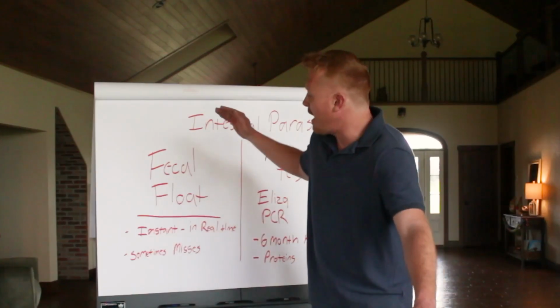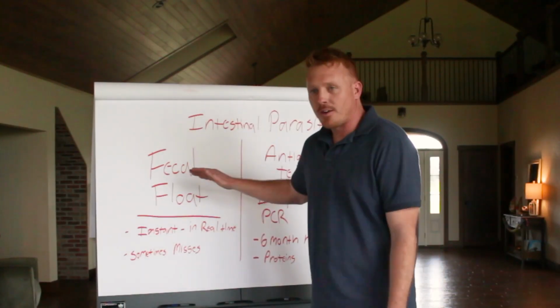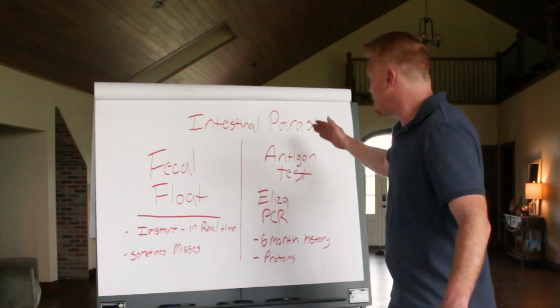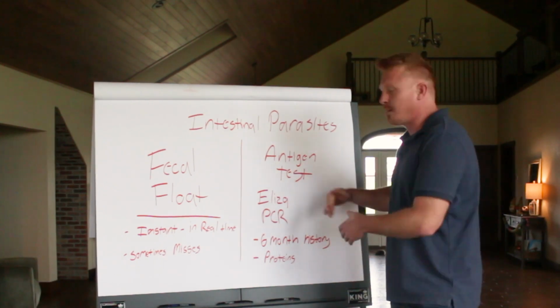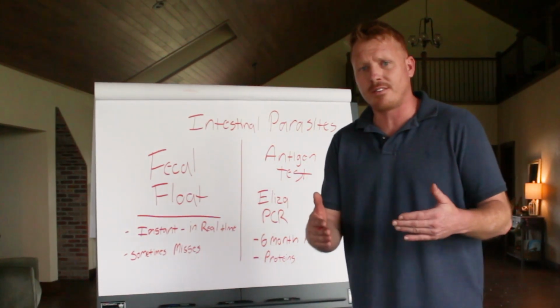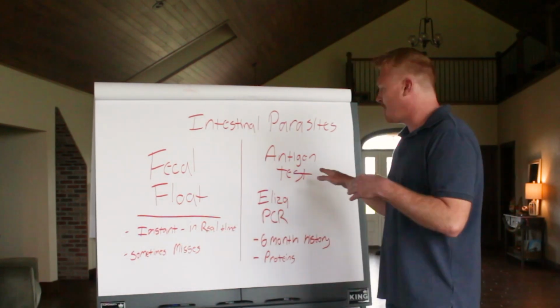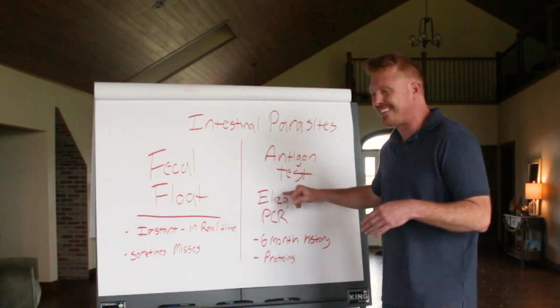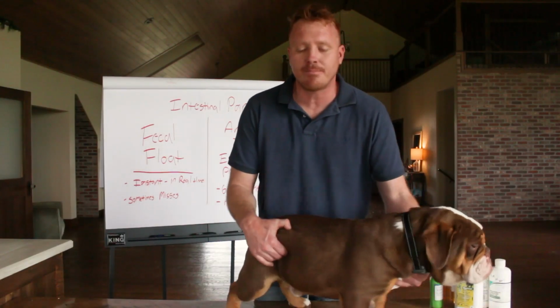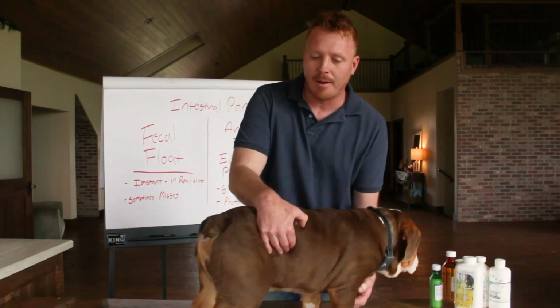And so that's why sometimes a fecal float is viewed as not 100%, right? And so that enters into an antigen test. Sometimes we call it an antigen test. Antigen test became super well known during the COVID era, right? But sometimes we call an antigen test an ELISA test or a PCR test. But basically what it is, it's measuring antigens in the fecal matter.